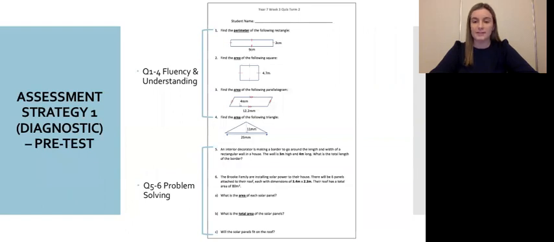A diagnostic assessment was first carried out in the form of a pre-test, which to the students I referred to as a quiz. For my quiz, I handed a sheet of paper to each student that included 6 questions, 4 fluency and understanding, and 2 problem solving. The students completed this assessment individually in silence. When students had finished, they raised their hand and I collected their quiz.